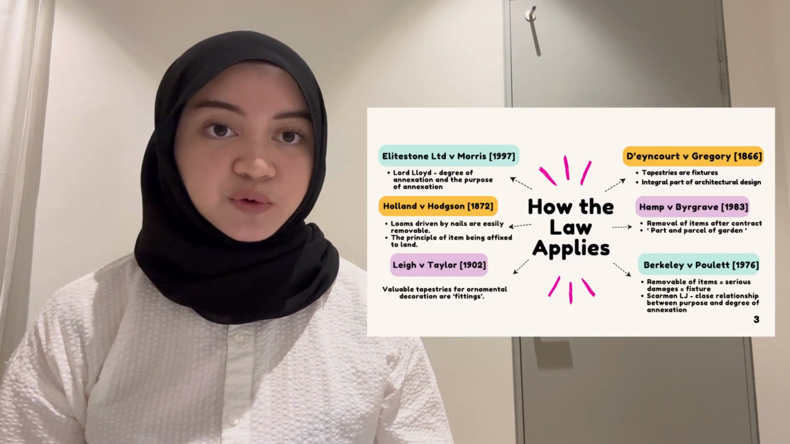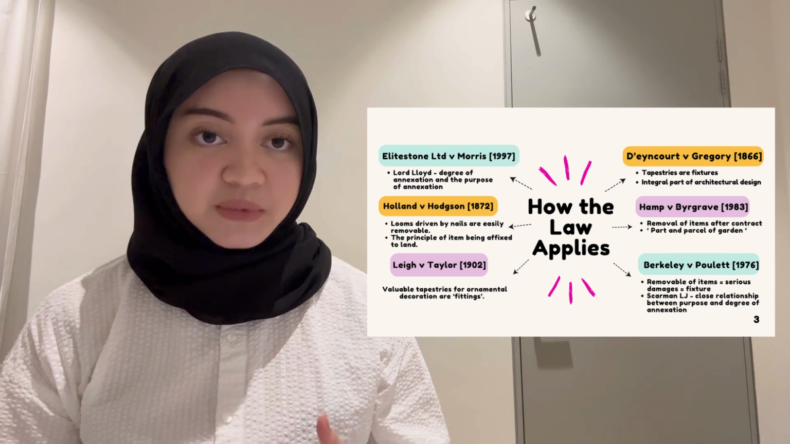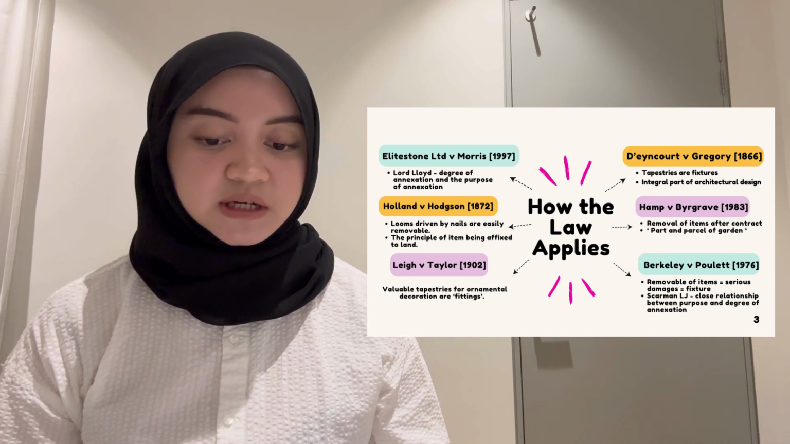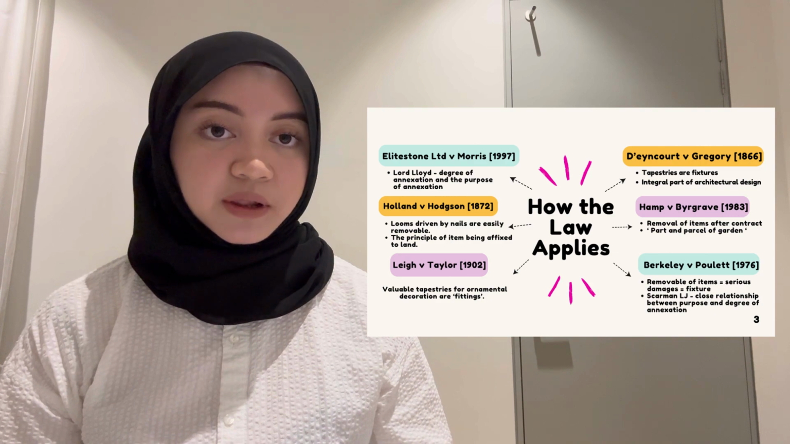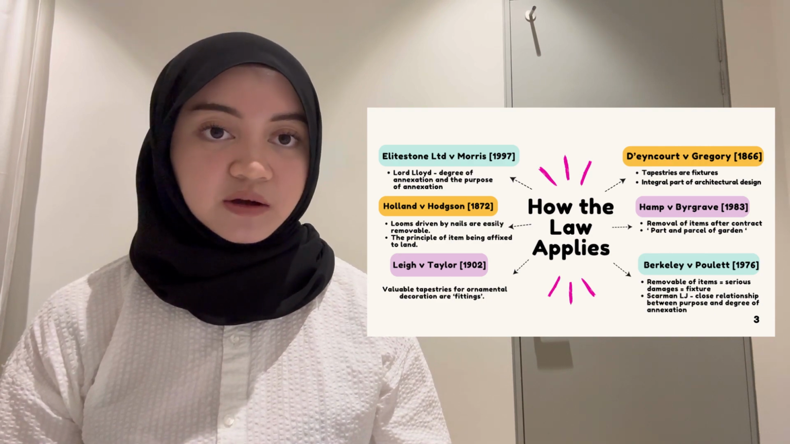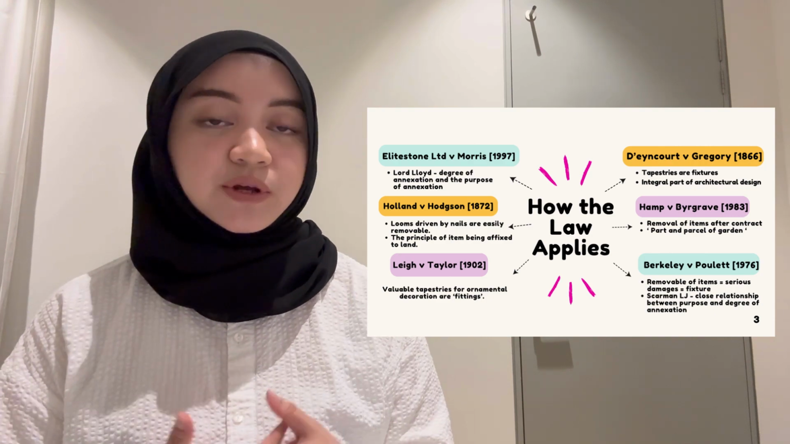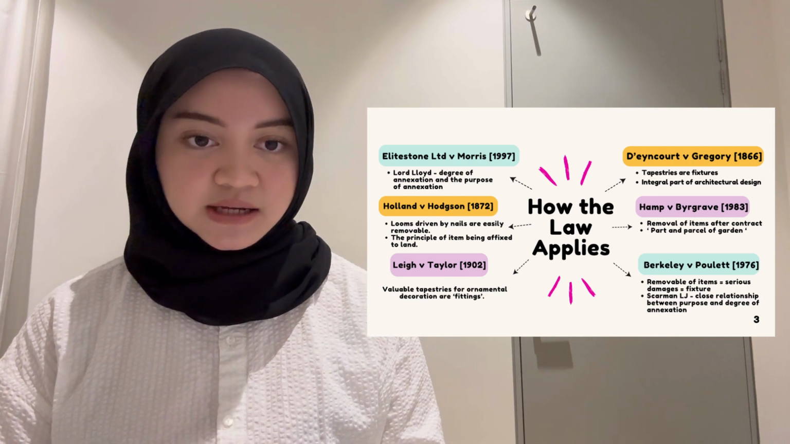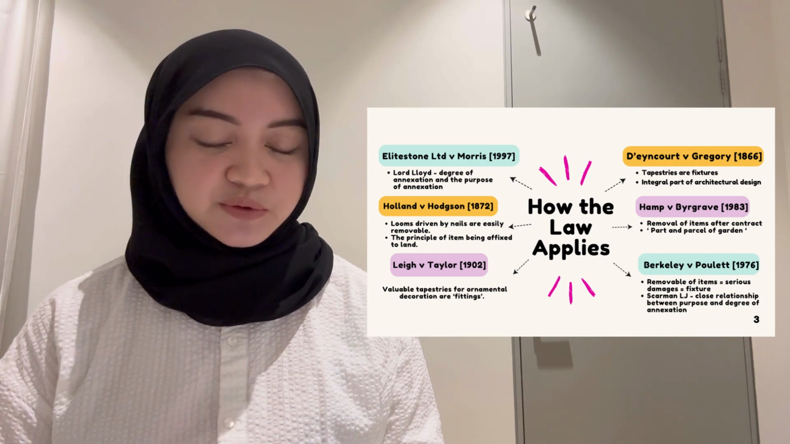Now moving on to focusing on the main issue of this problem question. So how does the law apply to Abraham in the case of his context? First, we now look at the question of whether the paintings and the sculptures are mere chattels to the property.